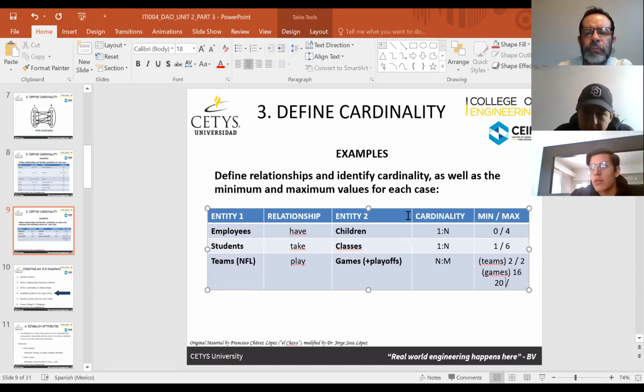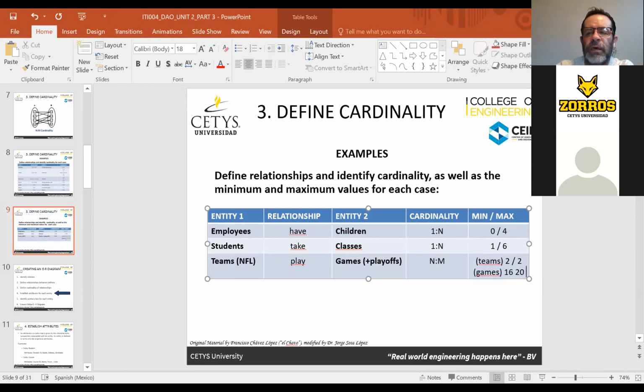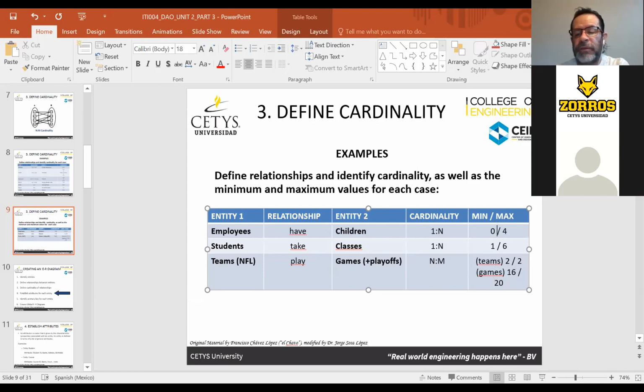Okay. So this is just kind of to practice how we interpret minimums, maximums, and cardinality. This might be different for other types of games or situations, right?